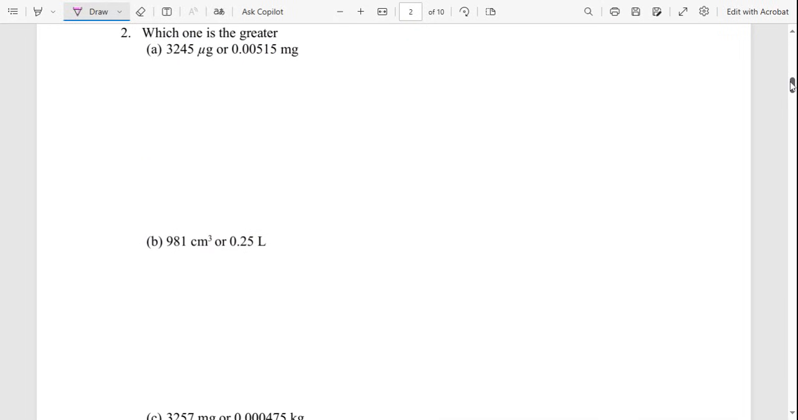The next question is saying, which of the following is the greater, 3245 micrograms or 0.0515 milligrams? Now, for you to find which one is greater, you need to write them in the same unit. Should I convert microgram to milligram or milligram to microgram? Okay, milli to micro. Okay, so we're going to get 0.005.